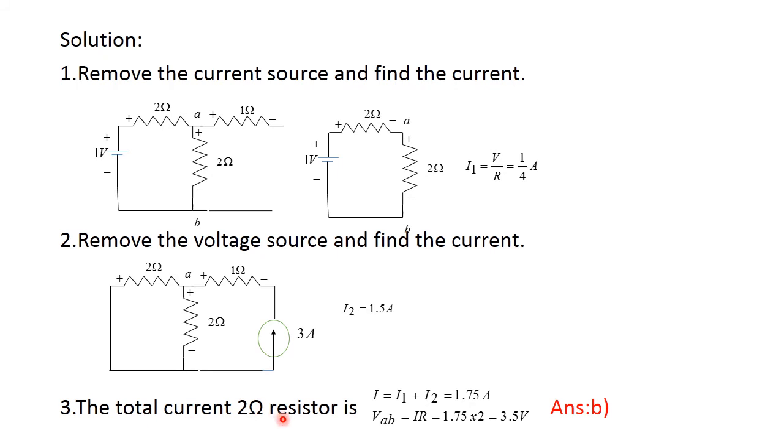Then the total current through the 2 ohm resistor is I equals I1 plus I2, that is equal to 1.75 ampere. Now we have to find the potential VAB. So VAB is equal to I into R according to Ohm's law. That is total current 1.75 into the resistor value, which is 2, so that is equal to 3.5 volt. So option B is the right answer.